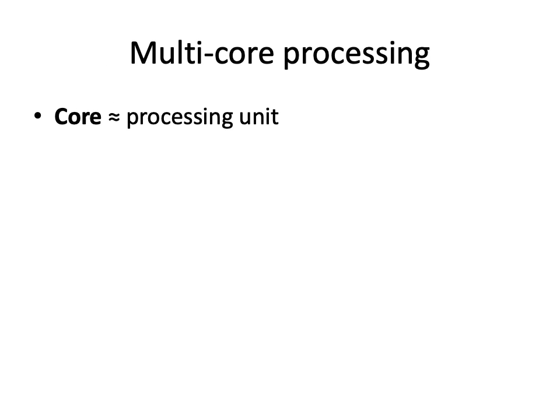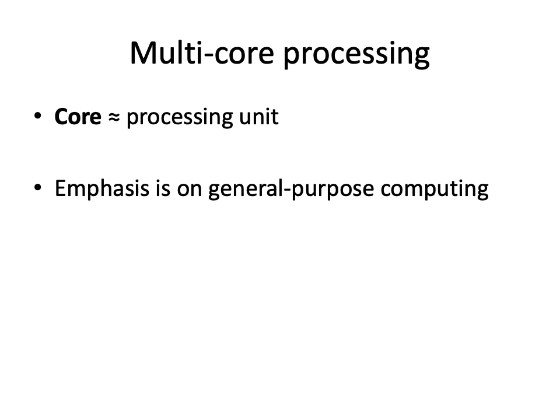Multi-core processing. Now, to do this, let's define some words. The core is a processing unit. So when you think of a CPU, you can think of a CPU as a core. A core is basically one processing unit that will take one set of instructions and do that on a stream of data. Now, a core's focus is basically on general purpose computing. It's not trying to do specialized computing like a GPU or other things. It's a core, it's a CPU by itself.